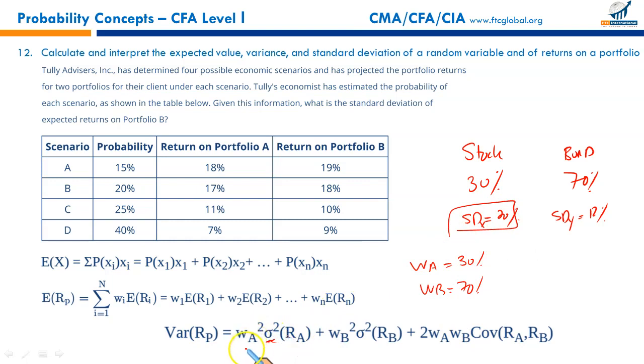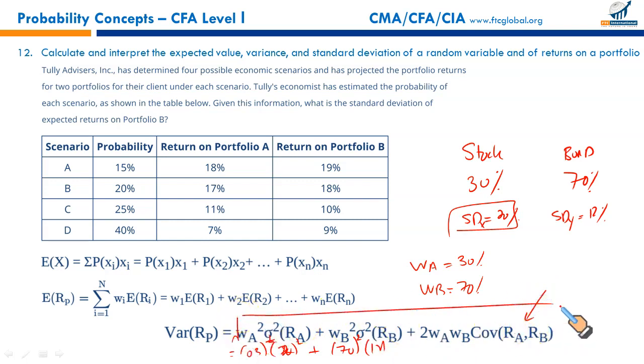Simply you'll write here 0.30 squared, 0.70 whole square, plus weight B, that is 70, this was 20, sorry, 70 squared and 12 squared, and you will put all these. We will also be given the coefficient of variation between A and B. Plugging all these numbers will give you the variance, and interpreting the variance is what we are expected to do.